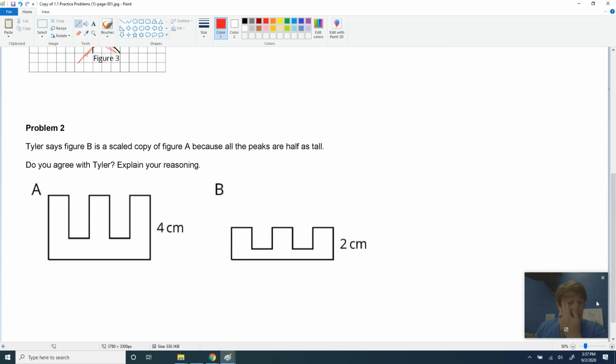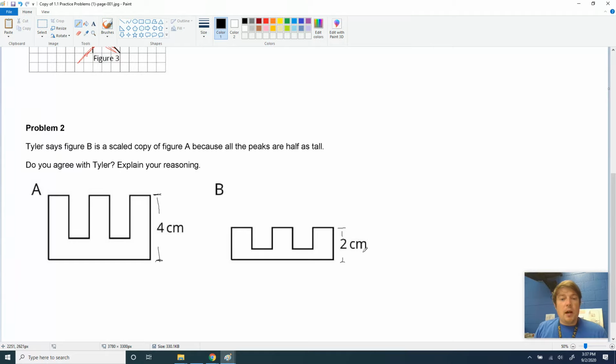All right, so let's look at problem number 2. Tyler says that figure B over here is a scaled copy of figure A because all of the peaks are half as tall. And that's true. All of the peaks are half as tall. It went from 4 centimeters tall here to 2 centimeters tall here.